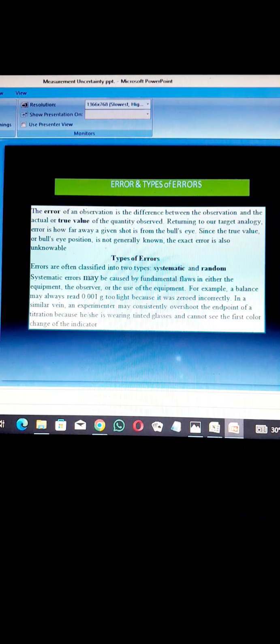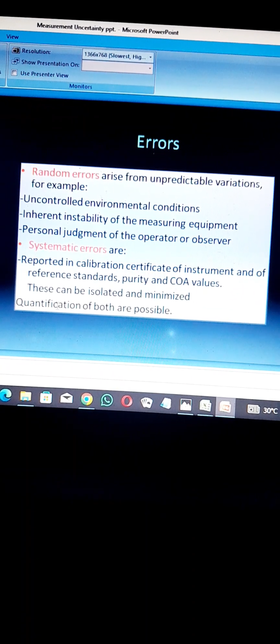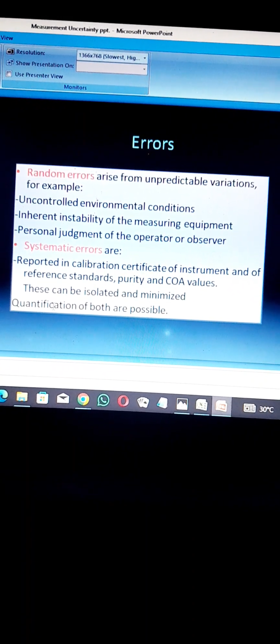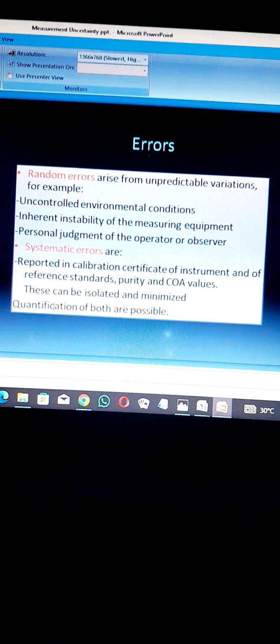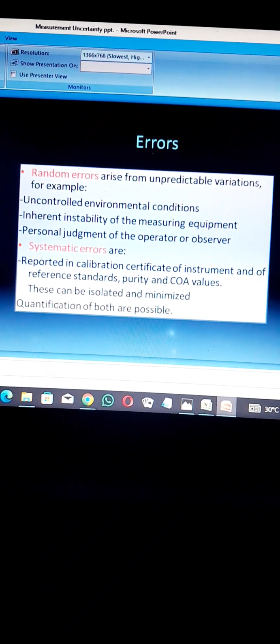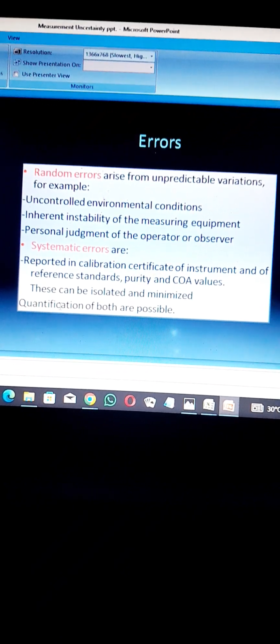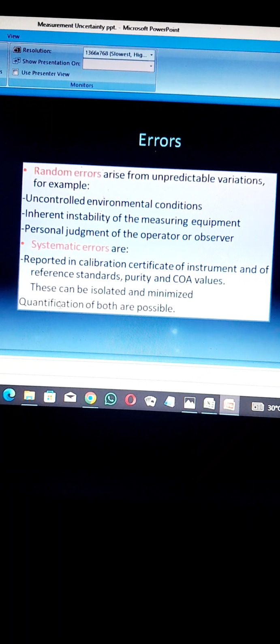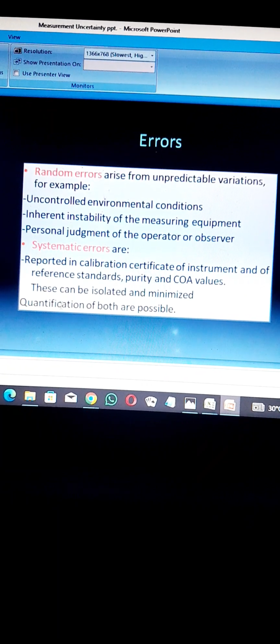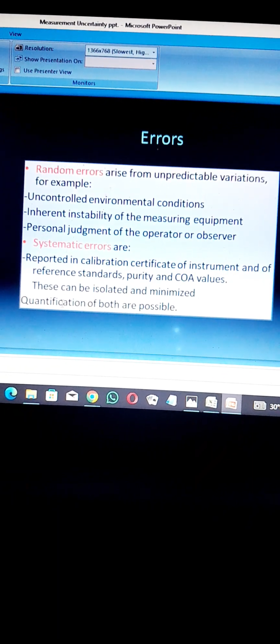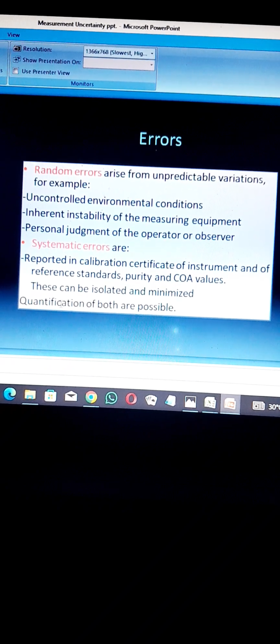In a similar vein, an experimenter may consistently overshoot the endpoint of a titration because he is wearing tinted glasses and can't see the fast color change at the end. Then, what is random error? Random error arises from unpredictable variation, for example, uncontrolled environmental conditions, inherent instability of the measuring equipment, and the personal judgment of the operator or observer.